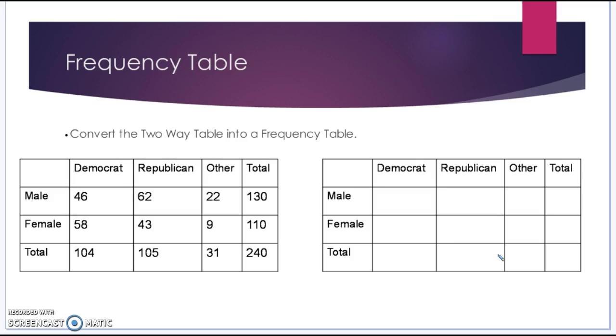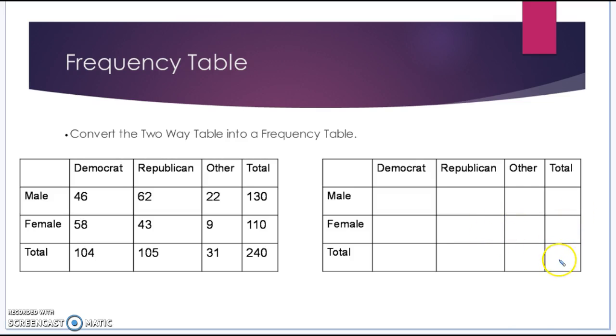And the last thing we're going to look at in this video is converting from a regular two-way table to a frequency table. And basically that just means we're going to write our percents over here. All right, now the only trick is instead of actually putting the percent in, we're going to leave it as a decimal.